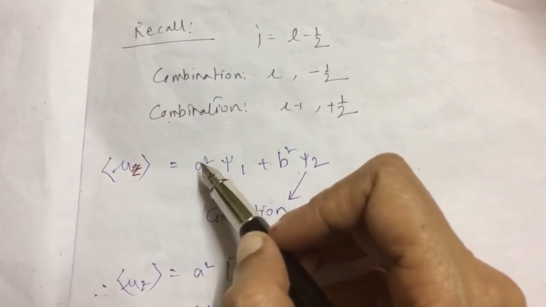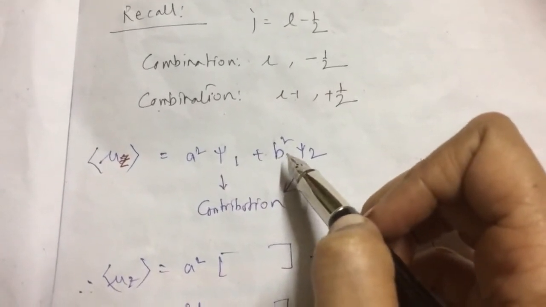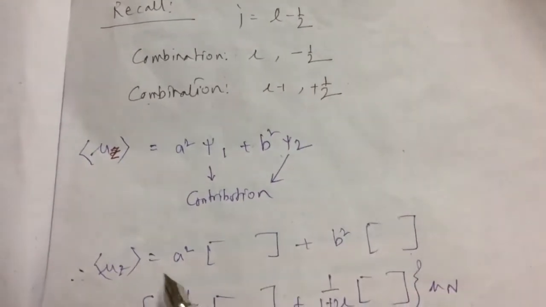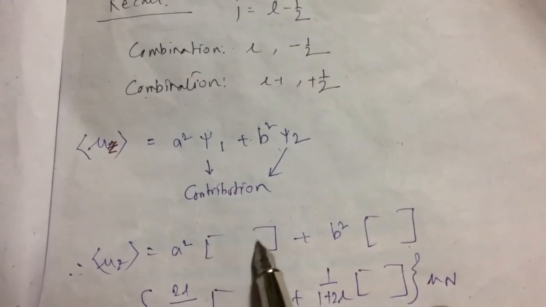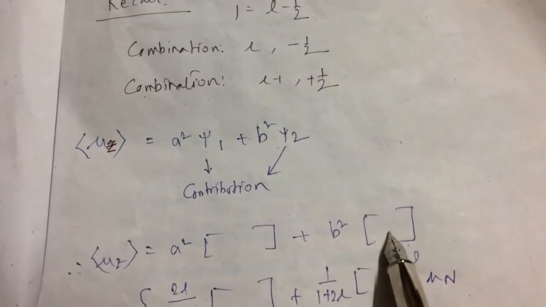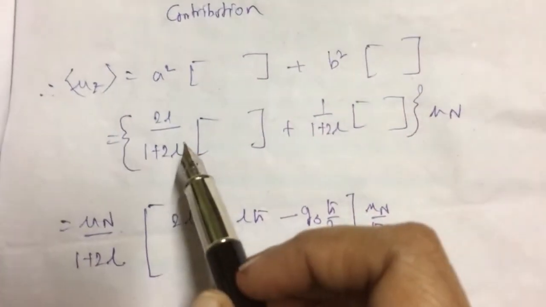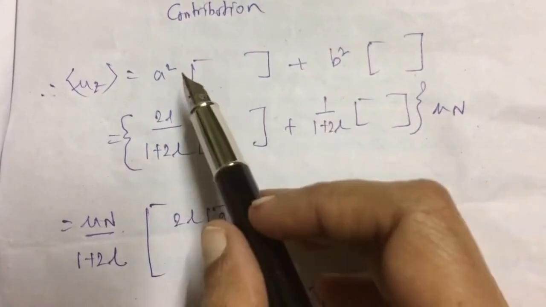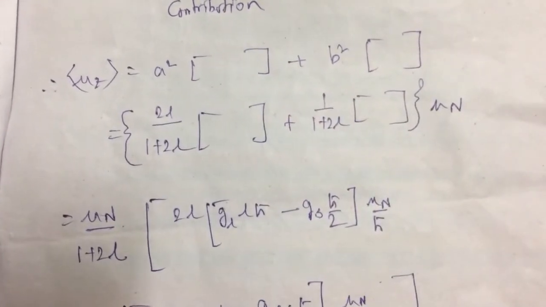A square is the probability of contribution coming from psi 1, B square is the probability of contribution coming from psi 2. So mu Z is A square into the contribution from psi 1 state, and B square into the contribution of psi 2 state. A square and B square, what we have found here, just a couple of moments before. These are the A square and B square values. A square plus B square should be equal to 1 because these are the probabilities. This will add up to 1.